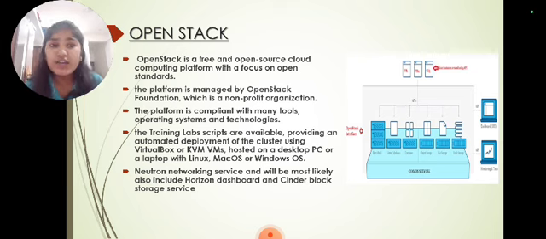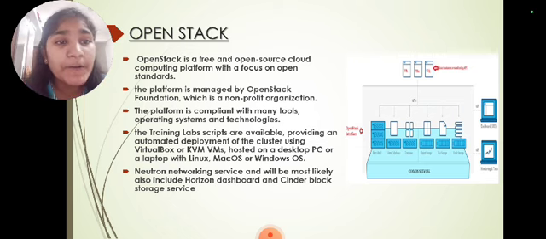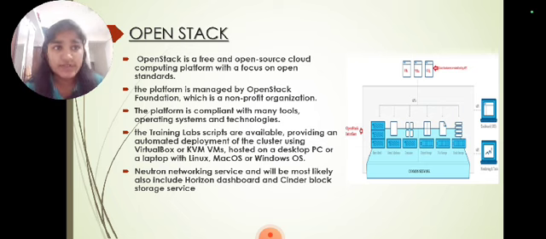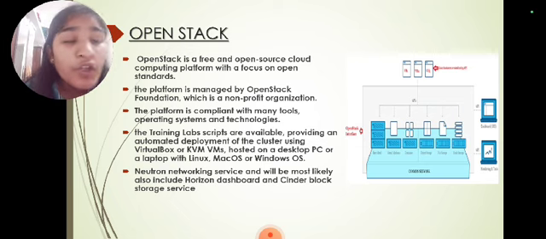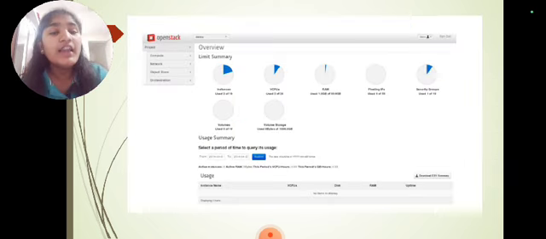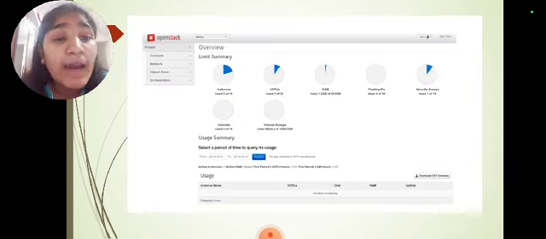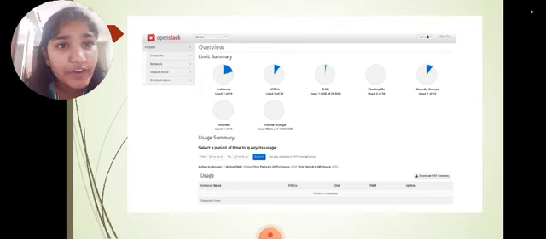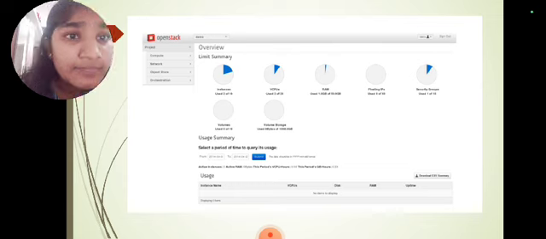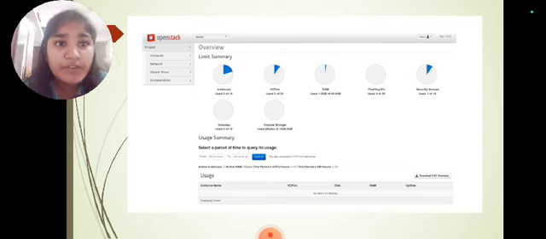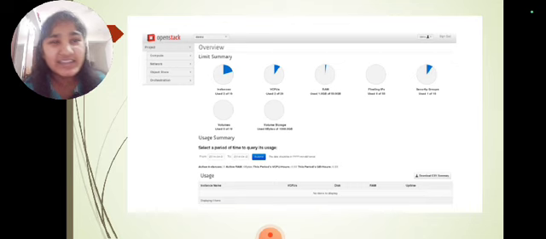And the Neutron networking service, and most likely also include the Horizon dashboard and block storage services. This is an image of OpenStack, and this is a limited summary of OpenStack.